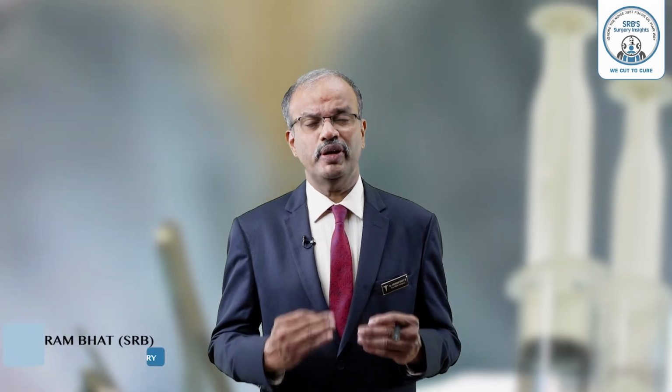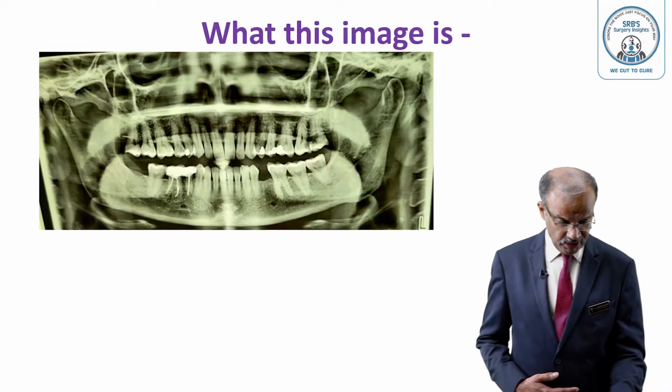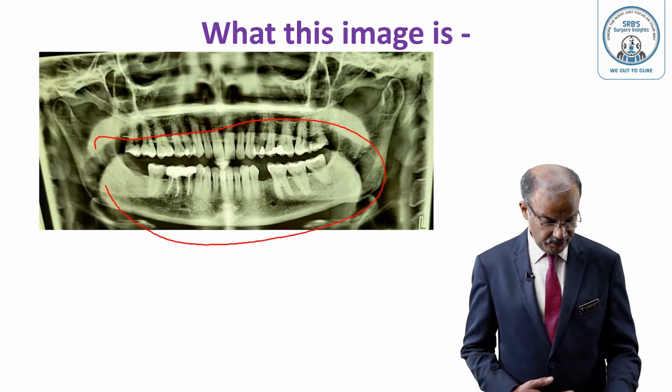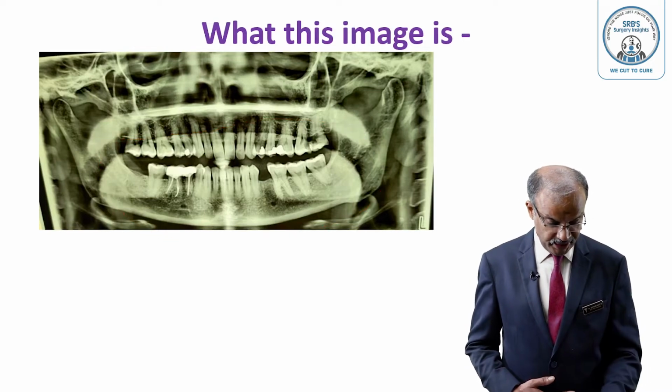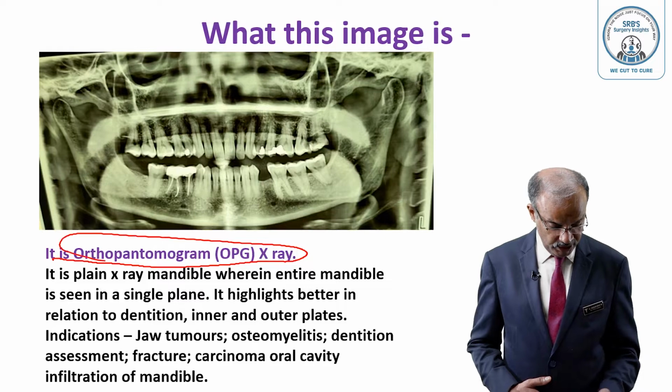Topic is orthopantomogram. Dear students, we'll discuss an image today, a plain X-ray, but look at this. So what is this image? See that in a single line, you can see the mandible here. You can see the dentition very properly. You can see the mandible tables properly, the entire length. What is this image? This is an orthopantomogram X-ray, OPG.